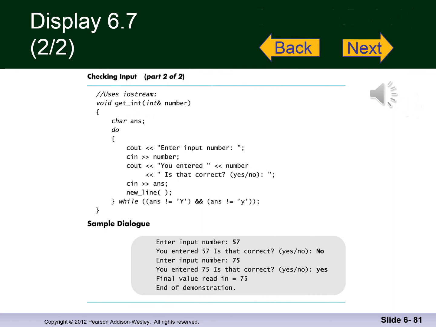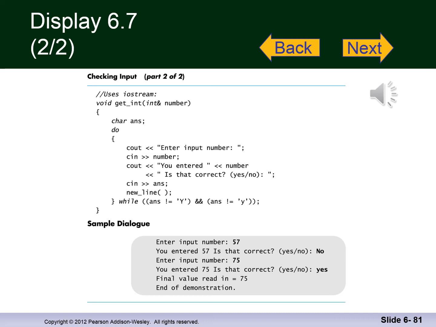Here we have the function definition for getInt. It declares a char called ans, the answer. Then it jumps into a do-while loop. It prompts the user to enter the input number. And then using cin, it initializes a number. Then using cout, it echoes the input: you entered, space, and then it outputs the number, and asks the user, is that correct, yes or no?